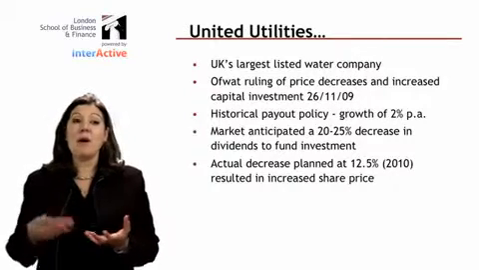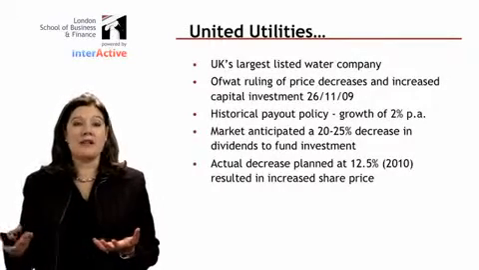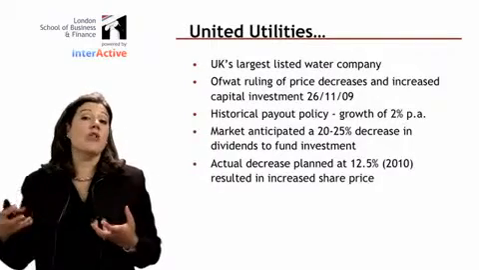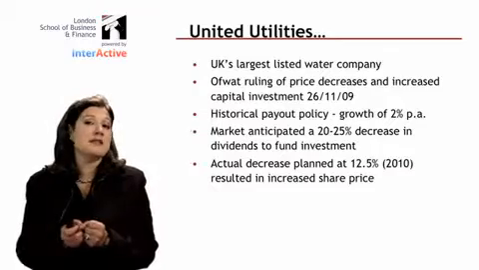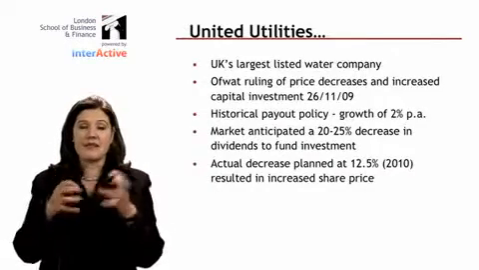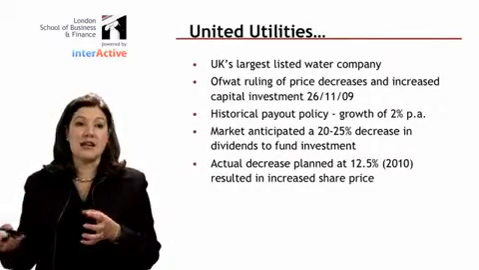What happened is in the past they had a historical payout policy of 2% growth in that dividend per annum. So they had guaranteed their shareholders a dividend of a fixed percentage which would grow by 2% each year.